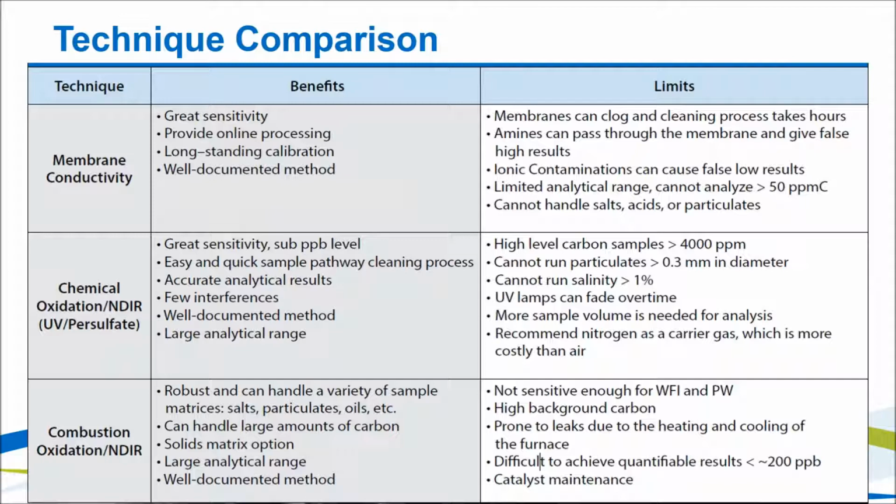And then we have combustion oxidation, which is like our Torch and Lotix. The thing with this technique is it's very robust. It can handle a variety of sample matrices, including salt water, particulate-laden samples, oils, things like that. So dirty, nasty wastewater samples. It can handle large amounts of carbon. It usually has solid matrix options. You can run things like soils or cement powders or things like that to find the TOC. It has a very large analytical range, so usually up to around 30,000, and it's a well-documented method as well.